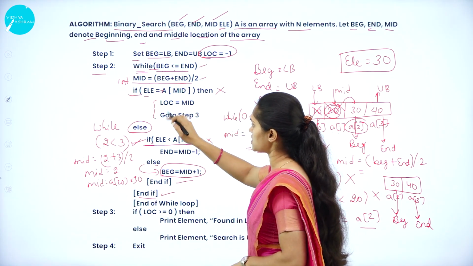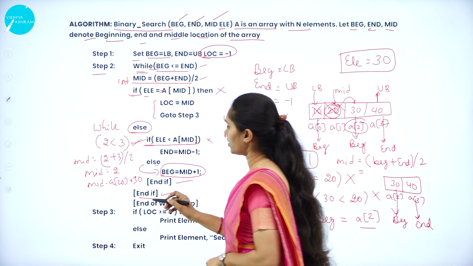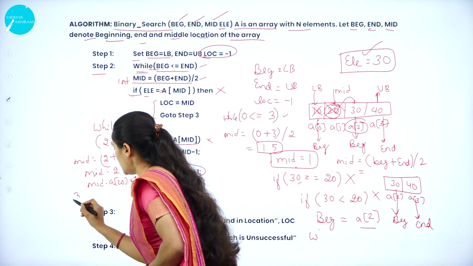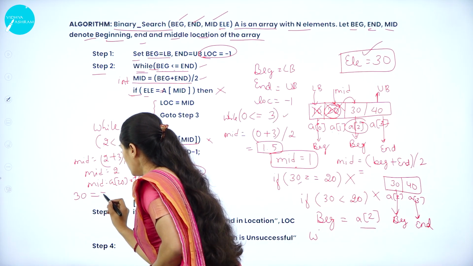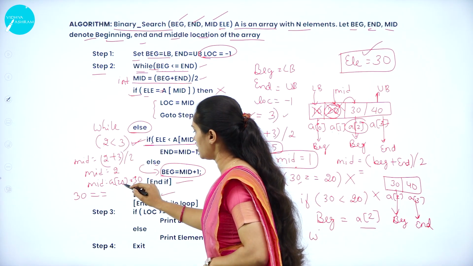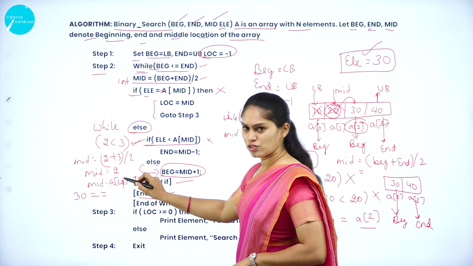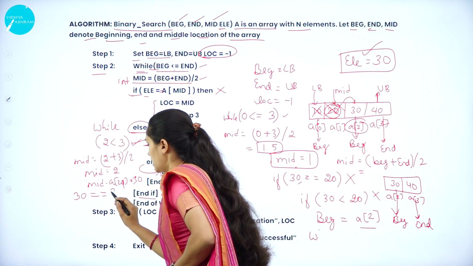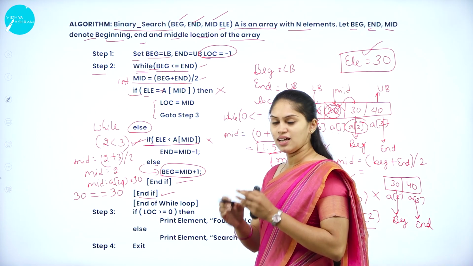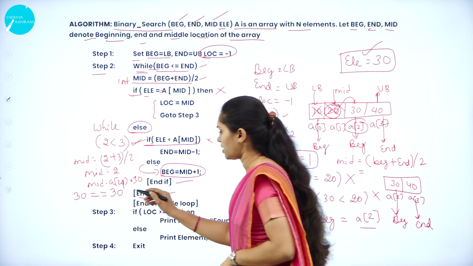So let me compare this one. If element is equal to A of mid. What is the element value? That is 30 as always. Is 30 equal to what we have in A of mid? A of mid is nothing but, sorry, this is 2. A of mid is nothing but A of 2. In A of 2 we have 30. So is 30 equal to 30? I'm searching for an element which is exactly at the middle. Yes.